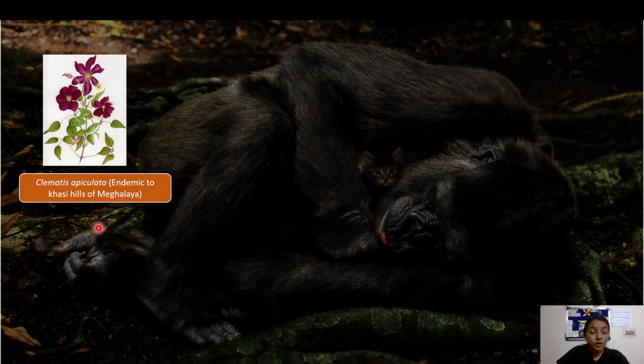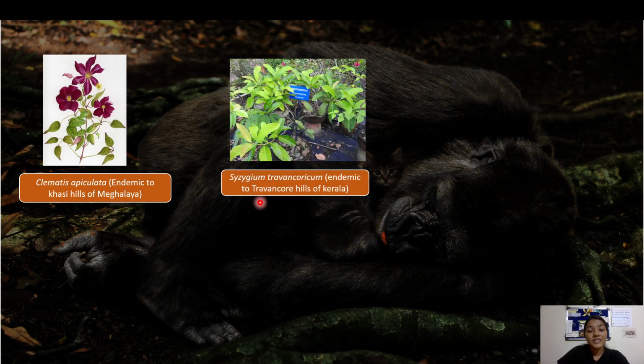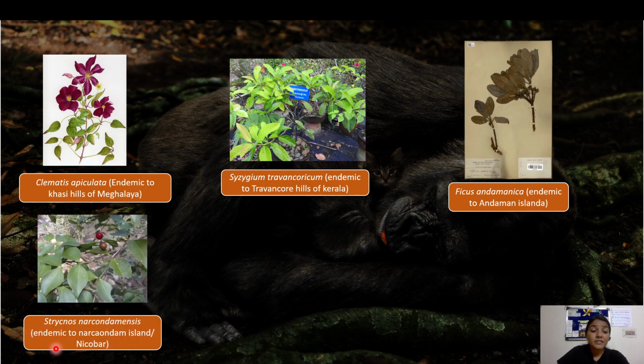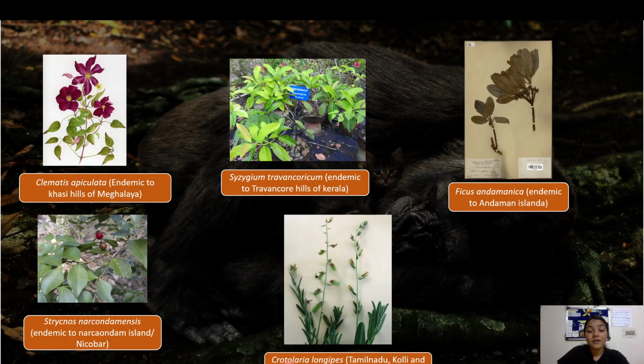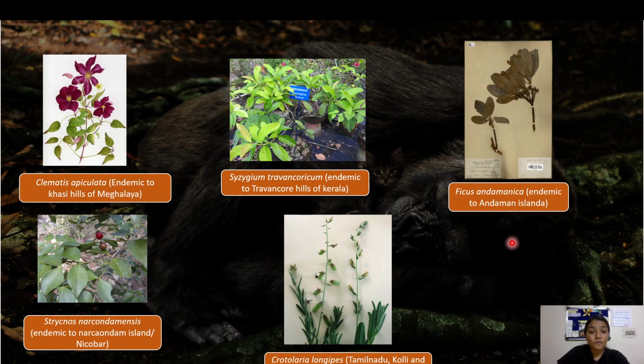If we look into some of the threatened plants, Clematis apiculata, which is endemic to Khasi Hills of Meghalaya, Syzygium travancoricum, which is endemic to Travancore Hills of Kerala, Ficus andamanica, which is endemic to Andaman Islands, Strychnos narcondamensis, which is endemic to Narcondam Island, Nicobar, Crotalaria longipipes, which belongs to Tamil Nadu, Kolli and Nilgiri Hills. So these are some of the plants. All of these plants are now endemic to only these regions, which means that Clematis you can find only in Meghalaya Khasi Hills, Crotalaria only in Nilgiri Hills. So it is very important that these species are being conserved there.